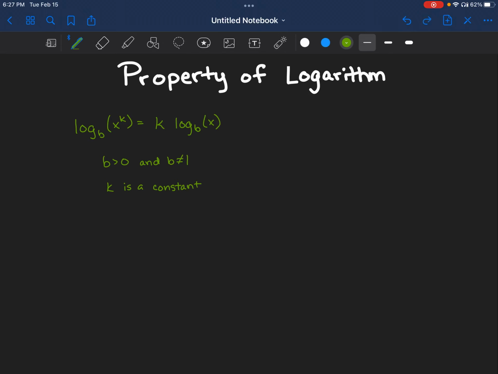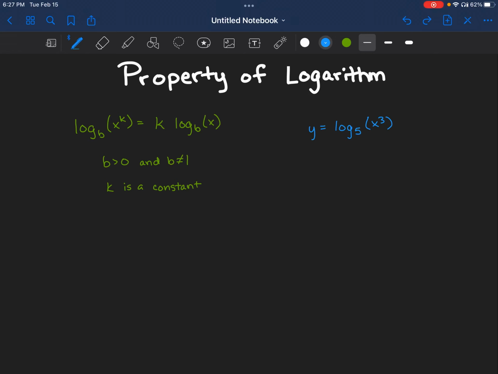but this property still does work. And so I'm going to demonstrate this using a very specific example, and I'll show how this works. So I'm going to start off with y equals log base 5 of x cubed. All I'm doing here is starting with the left-hand side, and I'm going to show using algebra that it's actually equal to the right-hand side, or what I would expect for the right-hand side.